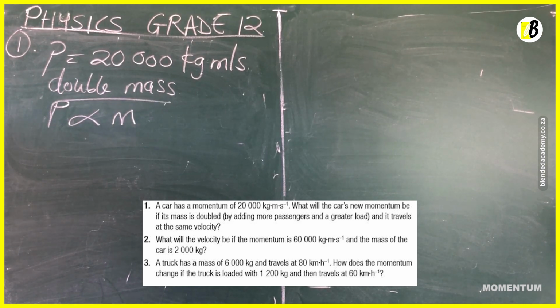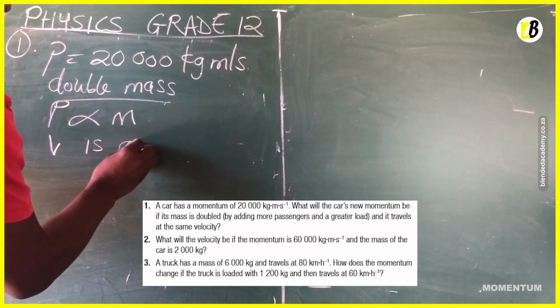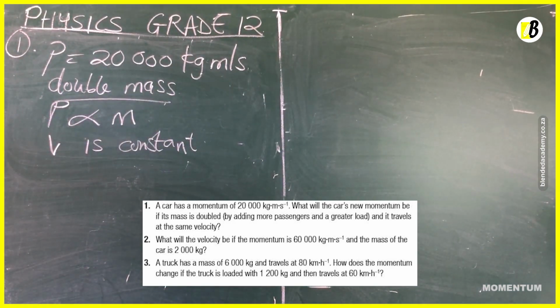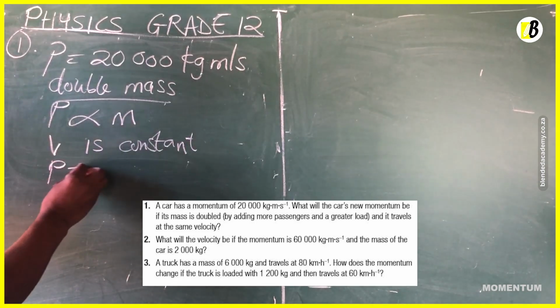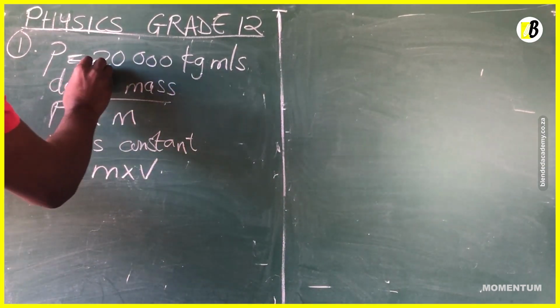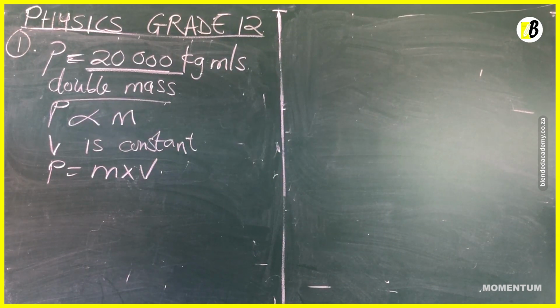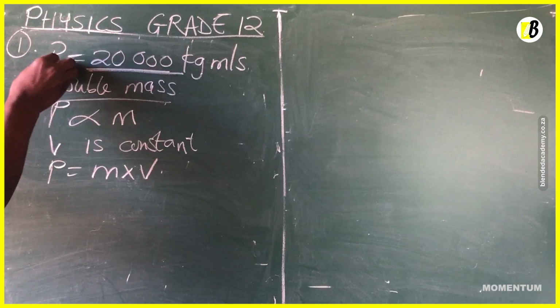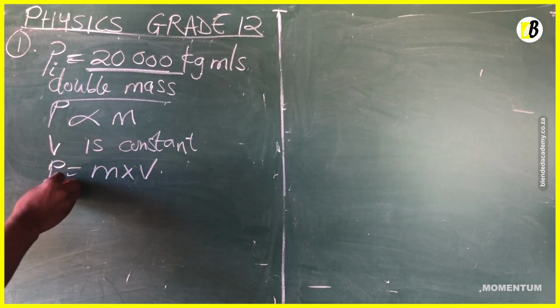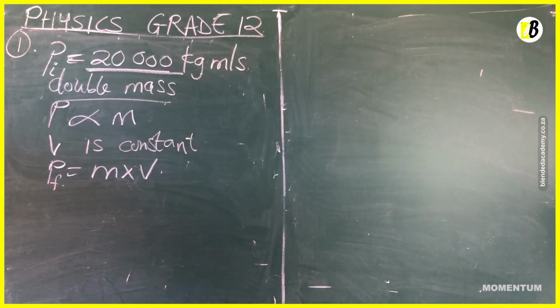And they're telling us that the car is traveling at the same velocity. So velocity is constant in this case. The only change that we're having is the change in mass. So now we know that momentum equals mass times velocity. And then from that, we can just multiply this by 2 to get this new momentum. Let's just give it a suffix there. That's your initial momentum, and then that's your final momentum.